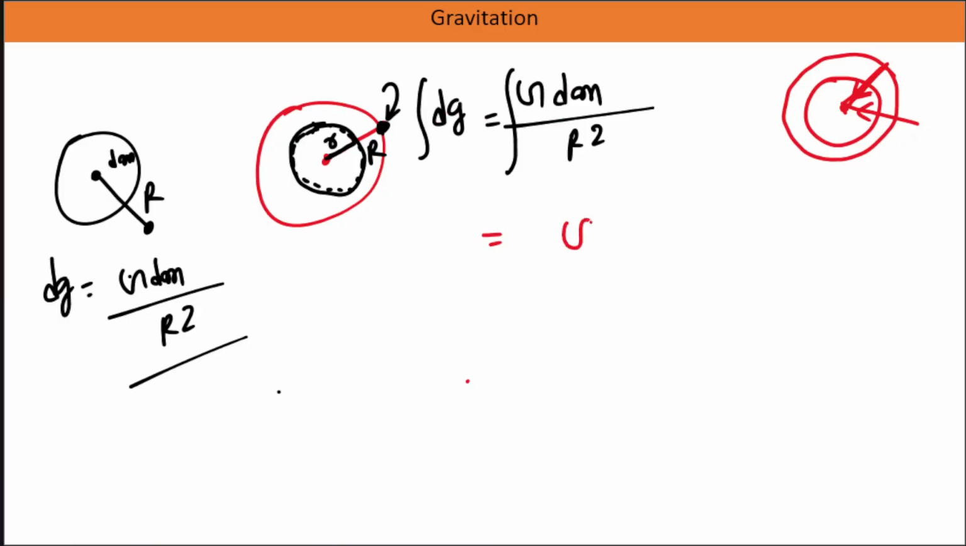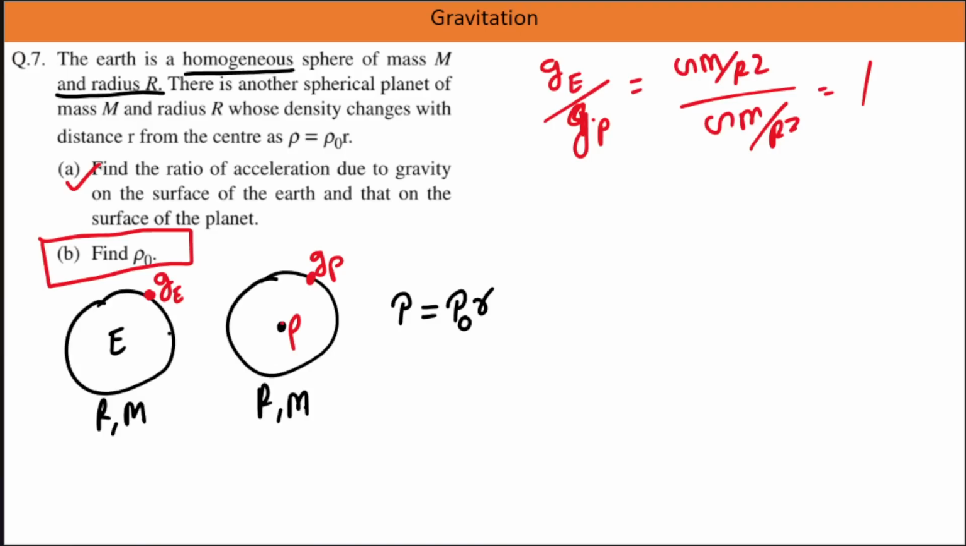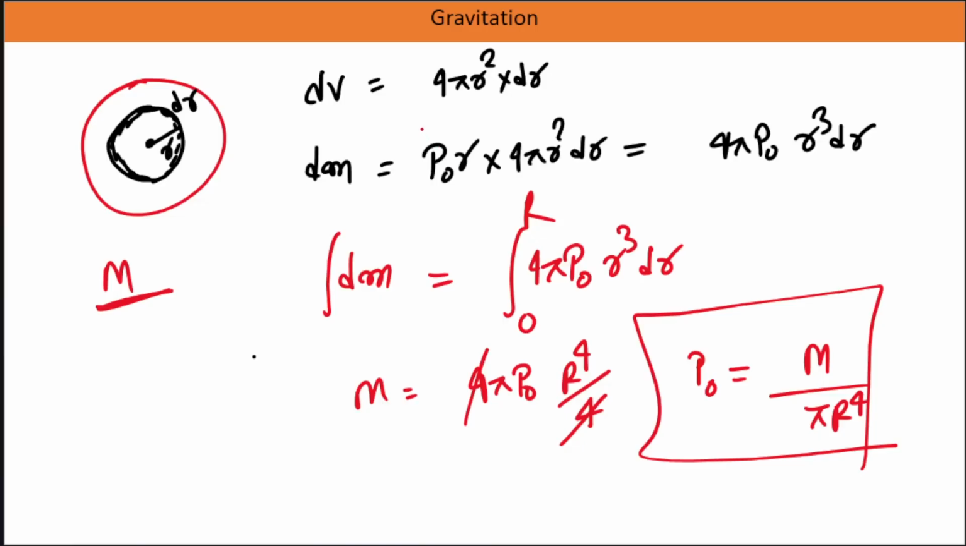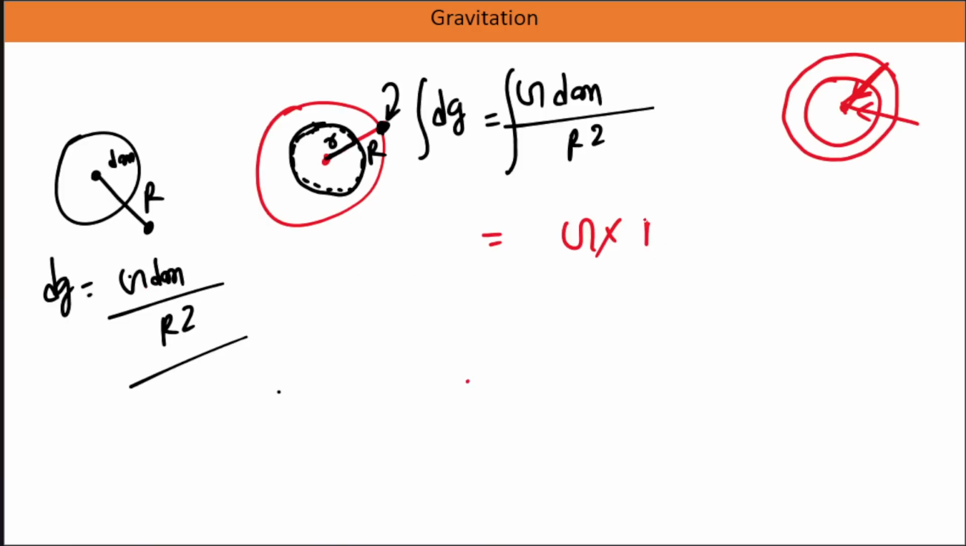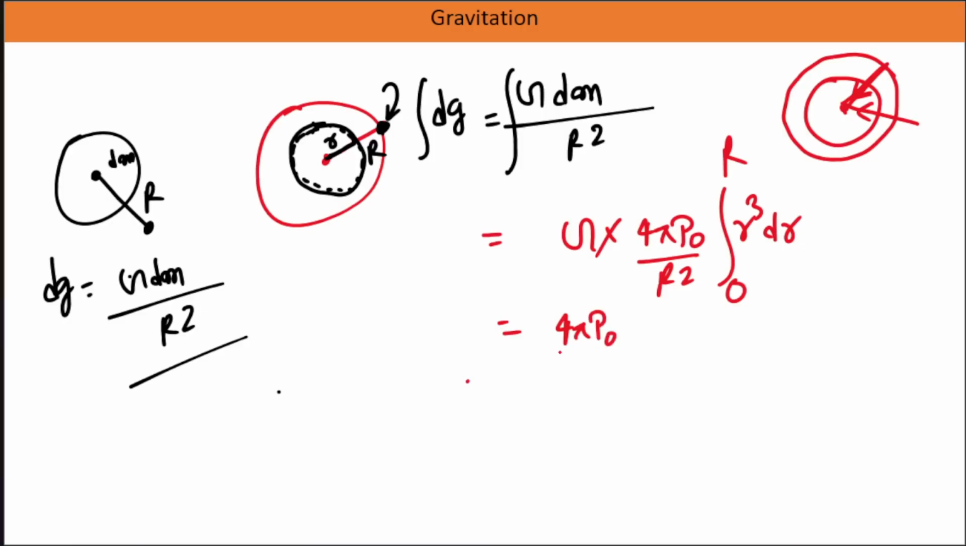Let us add it now. G into dm. What value of dm will you write? Look from here, sorry, we wrote it here. So dm was equal to how much? 4 pi rho naught r cube dr. So here you write 4 pi rho naught r cube dr, and then there is this r square term integrated, from 0 to r. So this is equal to how much? 4 pi rho naught by r square into g into r4 by 4. This is what we are going to get as the value of g on the surface of the planet.